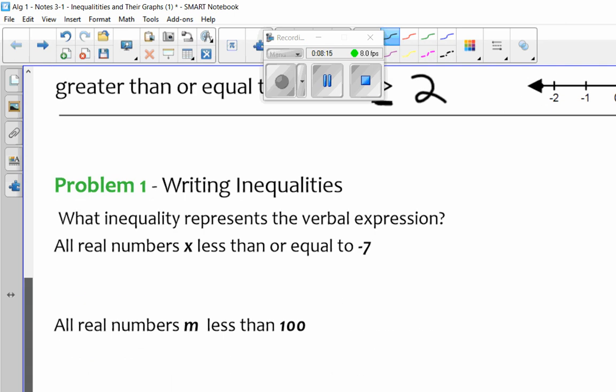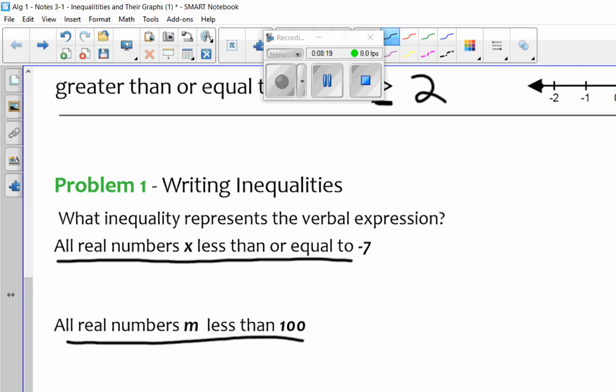If you guys could go ahead and write down these 3 headings. We're going to be able to write an inequality based on what it says. So we're going to learn how to take the words and turn it into an expression.